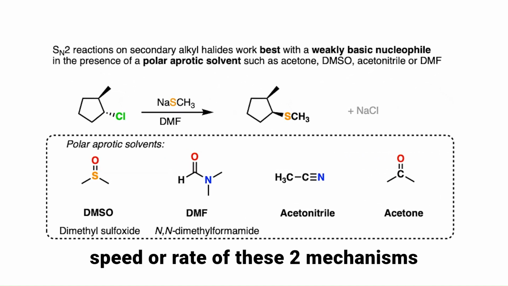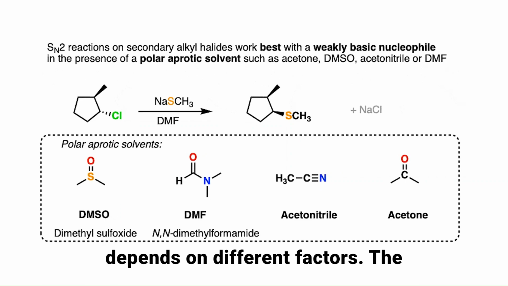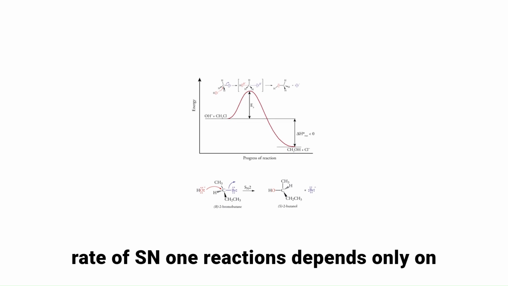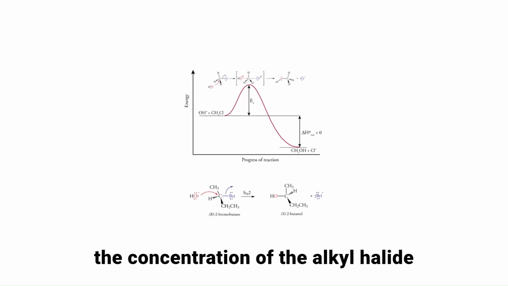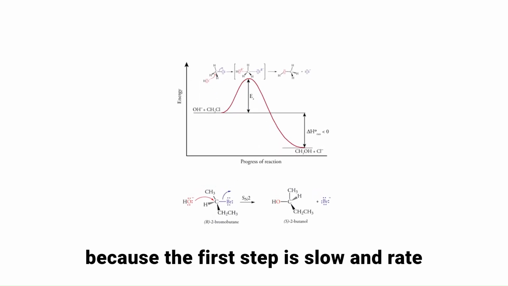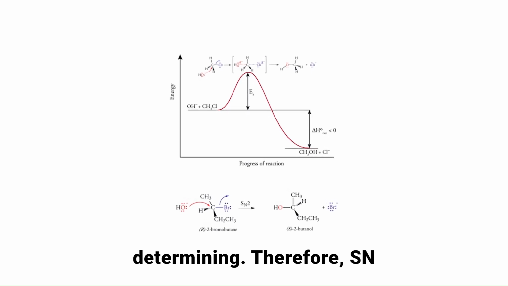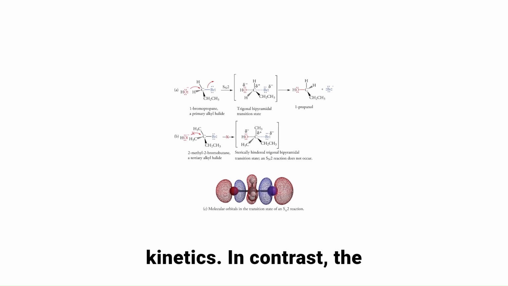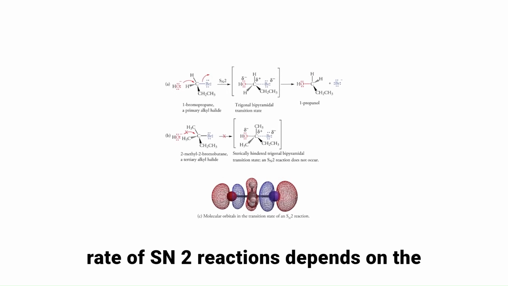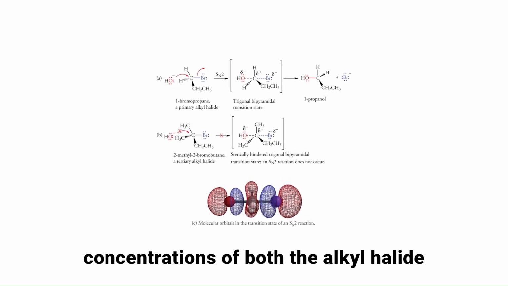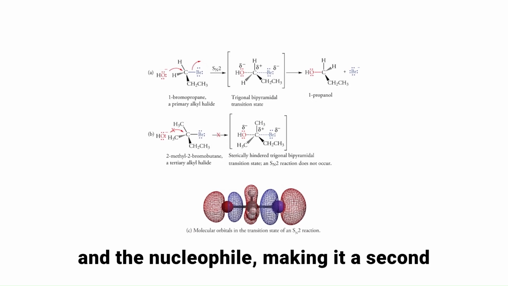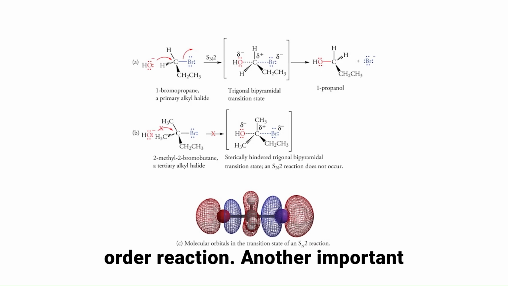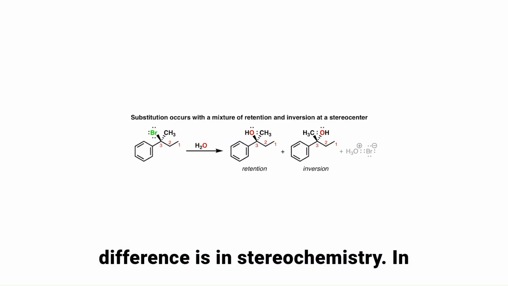The reaction speed or rate of these two mechanisms depends on different factors. The rate of SN1 reactions depends only on the concentration of the alkyl halide because the first step is slow and rate determining. Therefore, SN1 reactions follow first-order kinetics. In contrast, the rate of SN2 reactions depends on the concentrations of both the alkyl halide and the nucleophile, making it a second-order reaction. Another important difference is in stereochemistry.